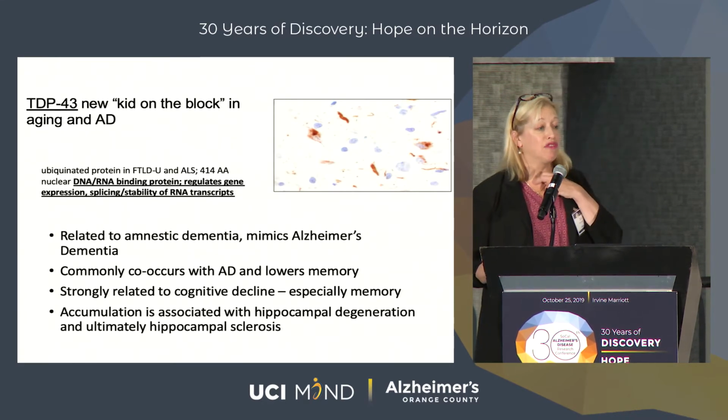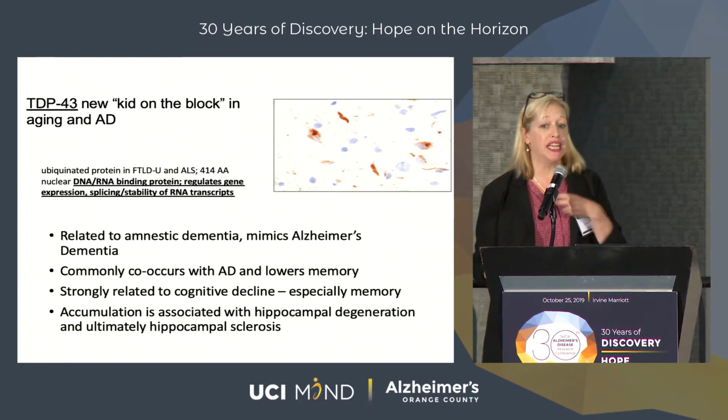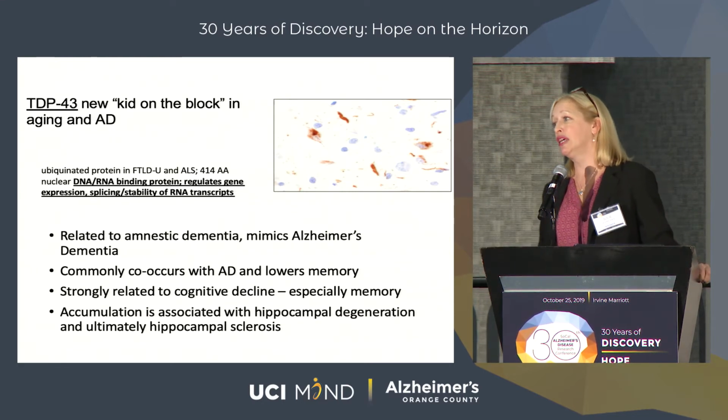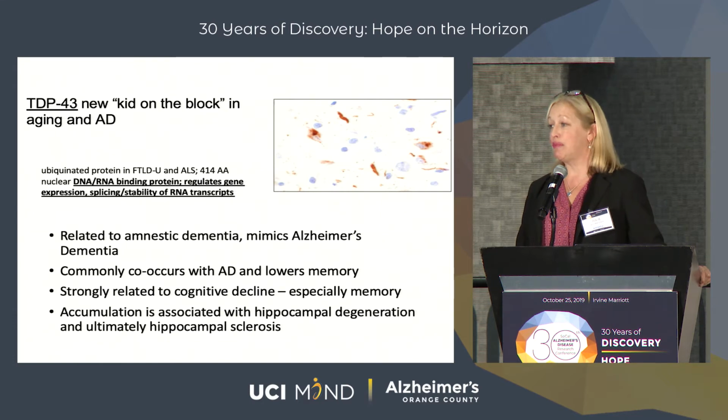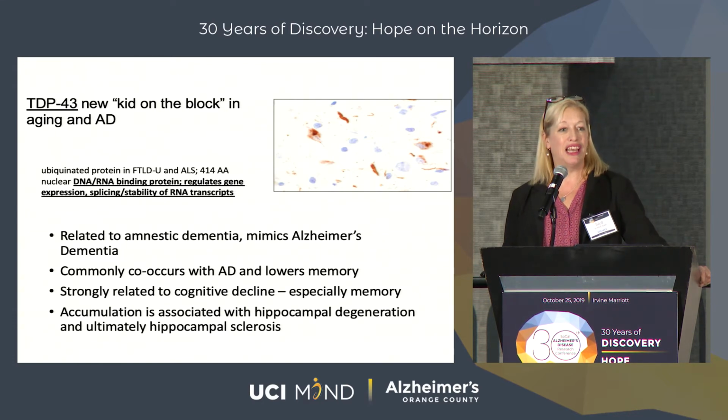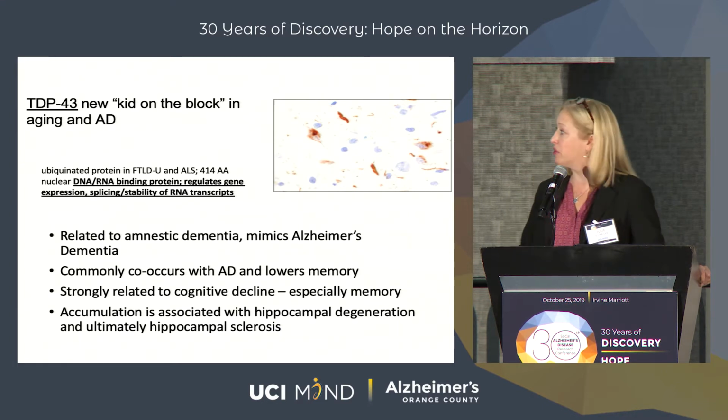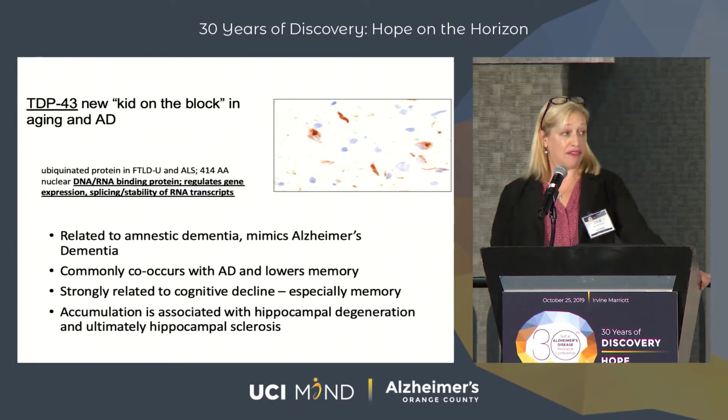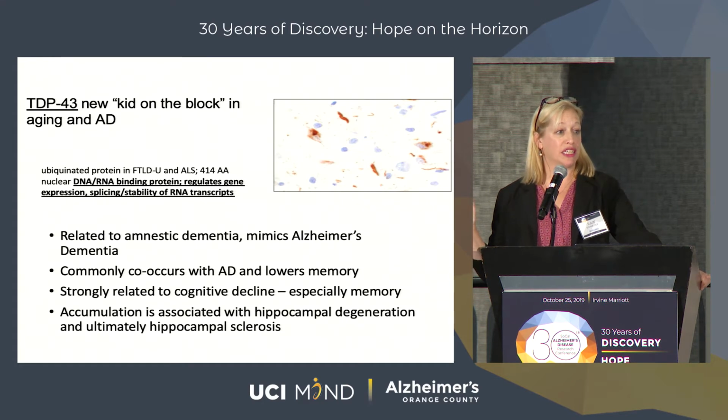More recently, we've learned of something called TDP-43, which was originally described in frontal temporal dementias. We thought it was a relatively rare protein abnormality, but as soon as we started staining brains of older people, we found out they too have this protein abnormality called TDP-43. And it's bad for you. If we find this in your brain, it's very bad.